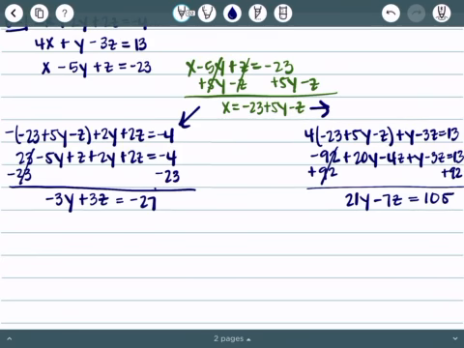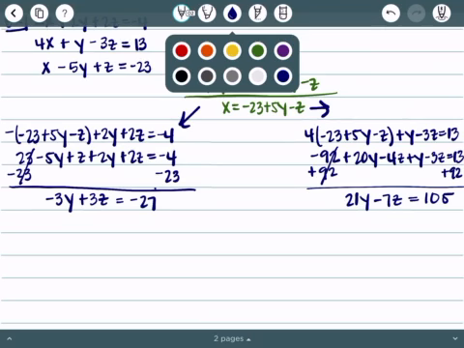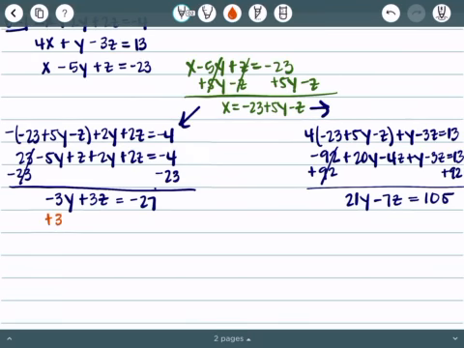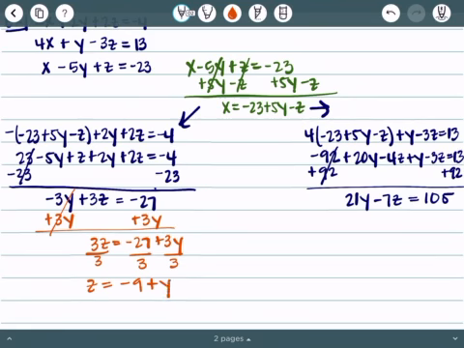Okay, so I'm going to solve the equation on the left because I know that my y is going to go into everything, and I'm going to solve for z. So I'm going to add 3y. So 3z equals negative 27 plus 3y. I'm going to divide by 3 on both sides. So z equals negative 9 plus y.